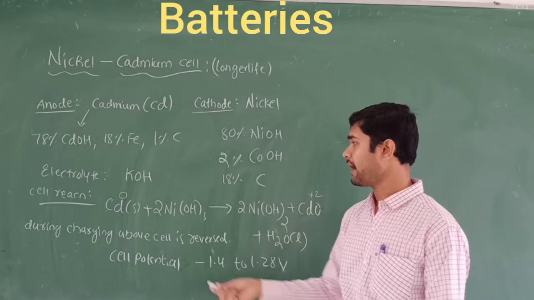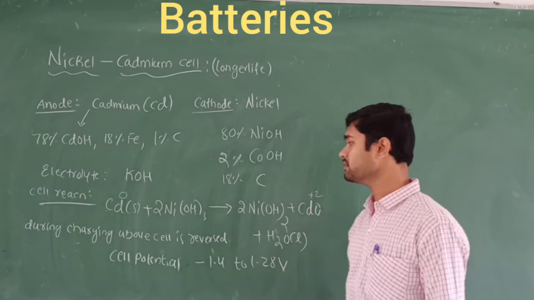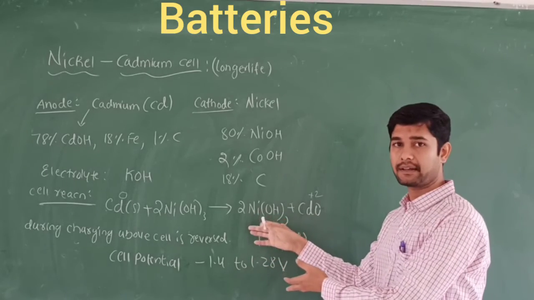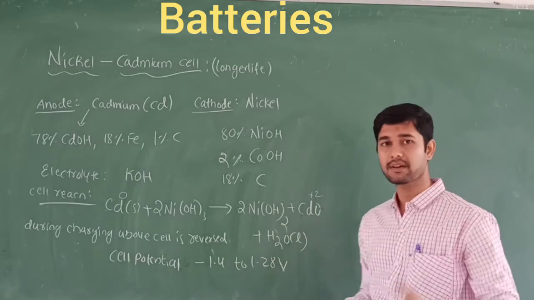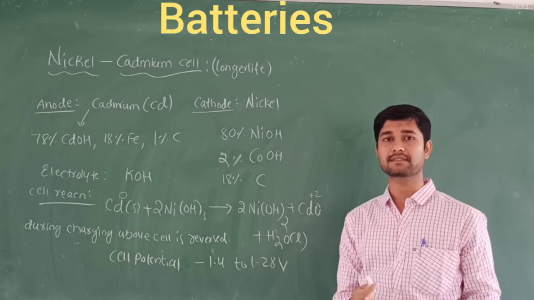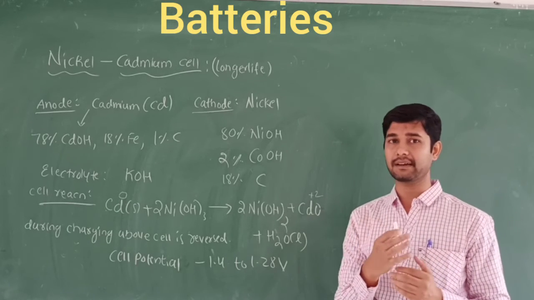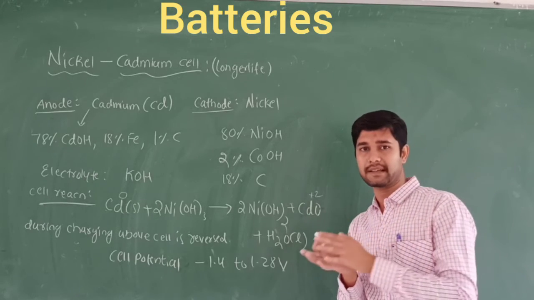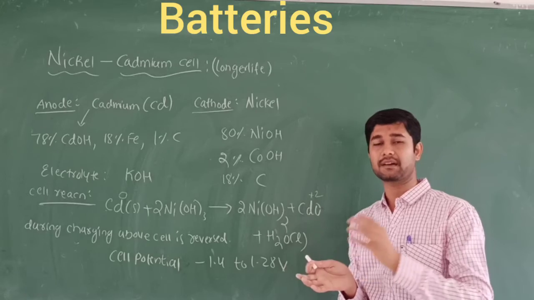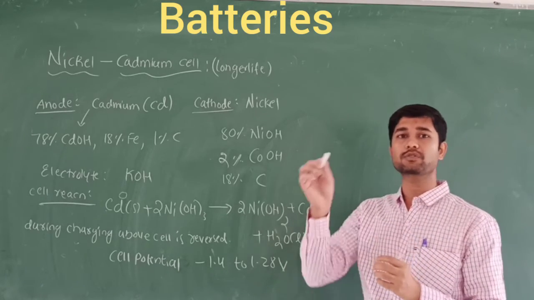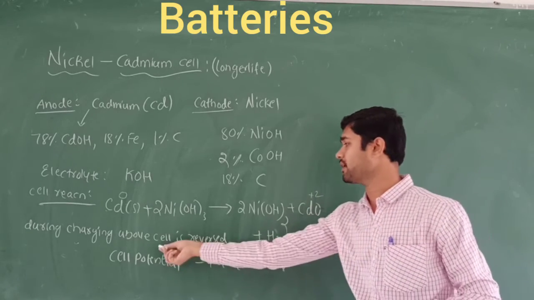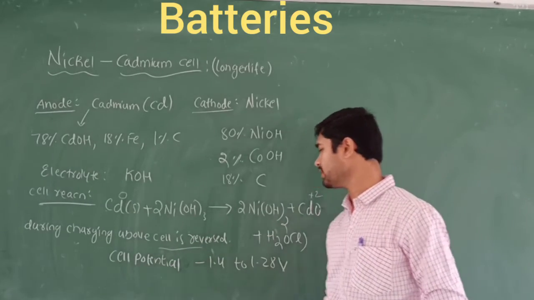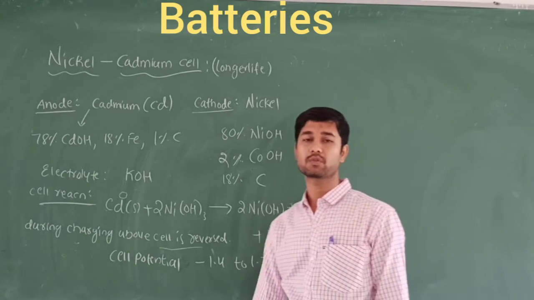This is the cell reaction, and during charging, the above cell reaction is just reversed, because this is a reversible reaction. Why? Because we use it so many times, for example mobile batteries, to pass the electric current or charge the mobile. After several uses, the charge goes on decreasing. When it comes to 0 or 10% or nil, what are we going to do? Again we take the opposite, so you are going to reverse the reaction. And the cell potential should be 1.4 to 1.28 volt.